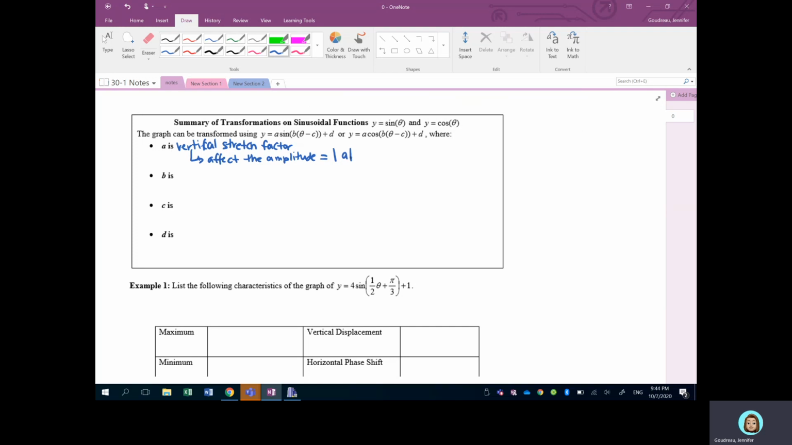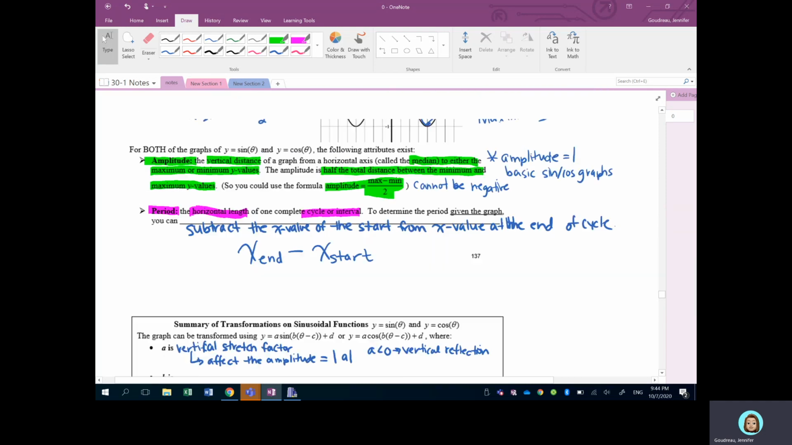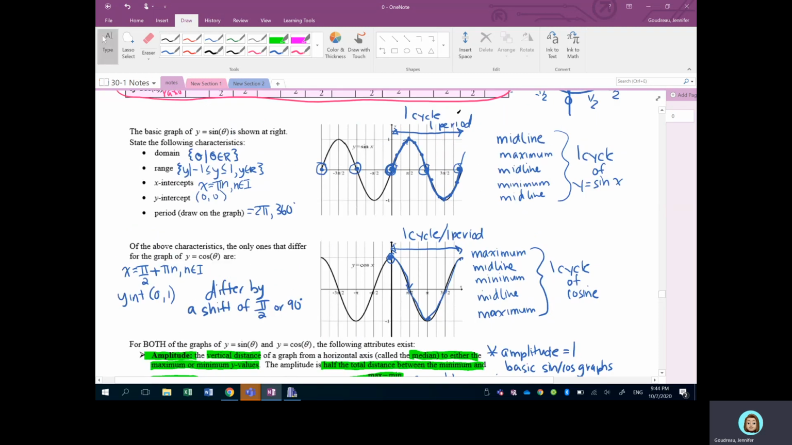Now, we know that if A is less than 0, that means we have a vertical reflection. And that happens here as well. So what happens when we have a vertical reflection is it's going to just change our patterning here. So when we vertically reflect a sine function, all of this stuff will move here and all of this stuff will move here. So what it does is it takes this and it reverses the order.